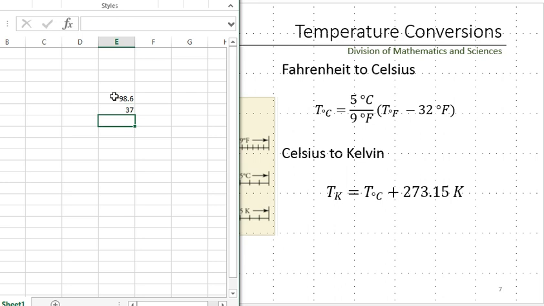Then we're going to convert to Kelvin. The difference between Celsius and Kelvin is really simple. While 0 for Celsius is set at the point at which water freezes, 0 for Kelvin is set at absolute 0. So to get from Celsius to Kelvin, we simply add 273.15, which is the freezing point of water in Kelvin, right?